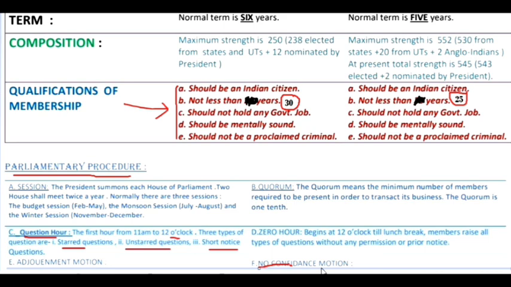The House grants leave to move no confidence only when it has the support of at least 50 members. The motion has to be taken up for discussion within 10 days from the day on which the leave, meaning the permission, is granted. On conclusion of the debate, the speaker puts the motion to vote. If the motion is passed, the government has to resign. That means a no confidence motion is mainly moved by the opposition against the government, and the minimum requirement is 50 members.